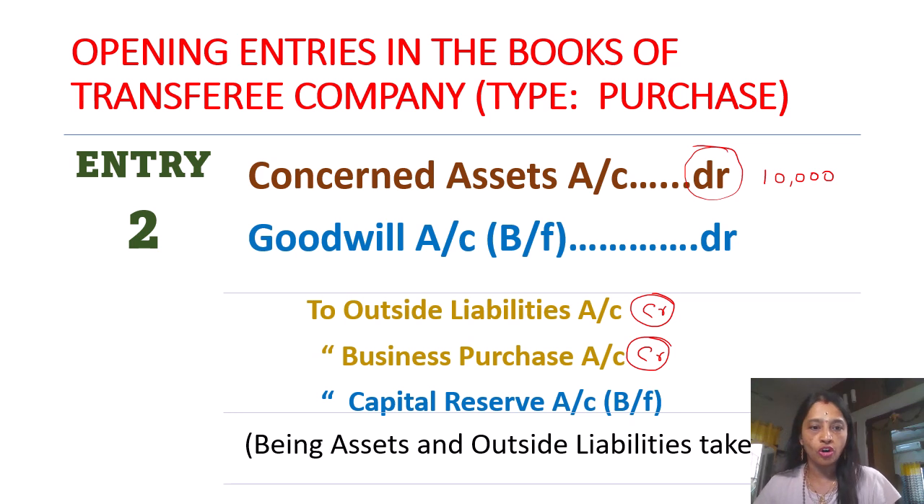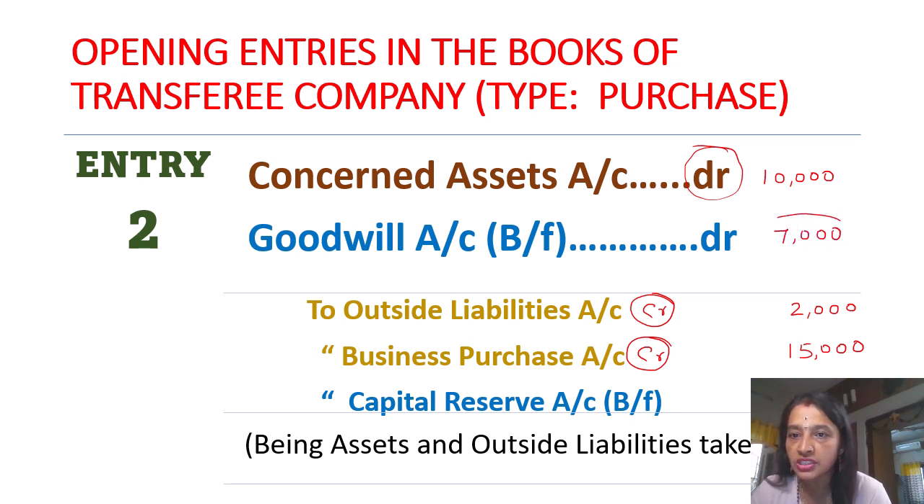The value of your assets is 10,000 and your outside liabilities value is, for example, 2,000 and you have paid 15,000. In this situation, your credit total is 17,000. Your debit total is 10,000. So there is a balancing figure in the debit column of 7,000. So this is treated as goodwill.